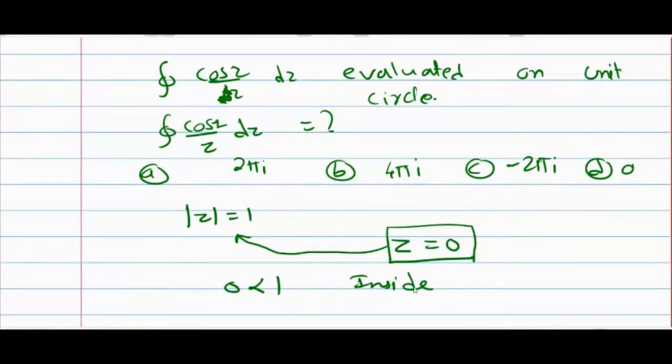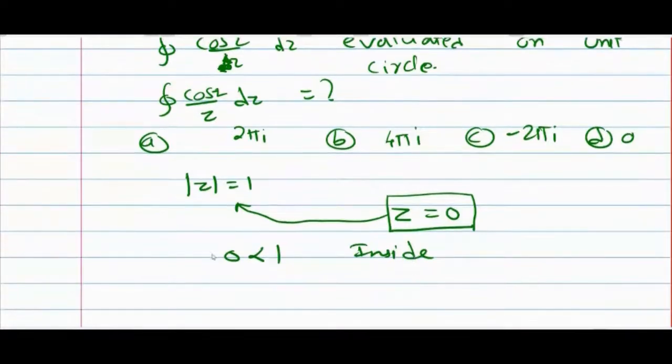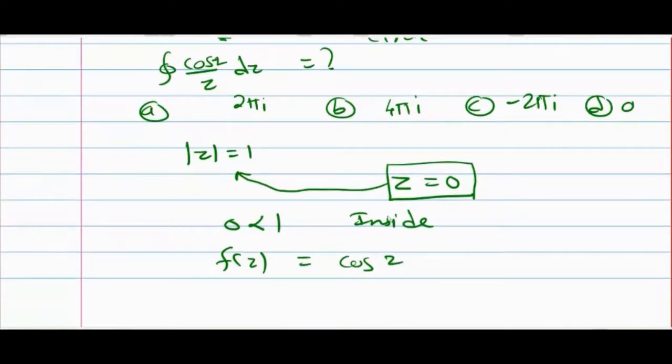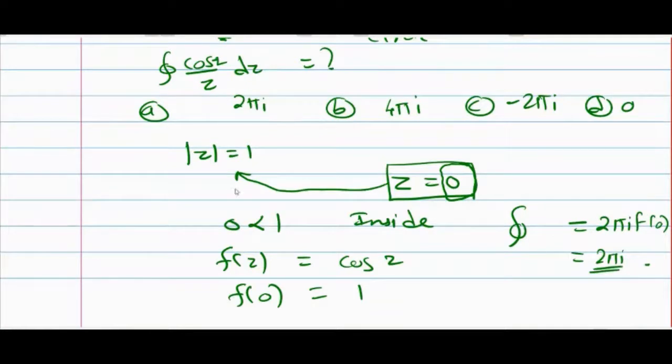It is inside. Okay? Then our f of z is the numerator. What is in the numerator? cos z. So this we will calculate at z equal to 0, at our point which is inside the circle. So f of 0 equals cos 0. Cos 0 is 1. Then the integration value comes out as 2 pi I into f of 0. So 2 pi I into 1, that means 2 pi I is the answer.